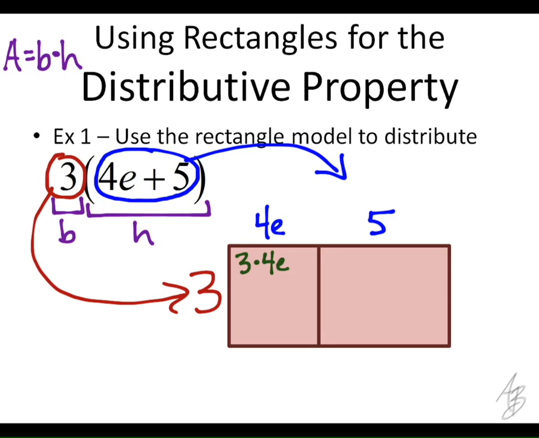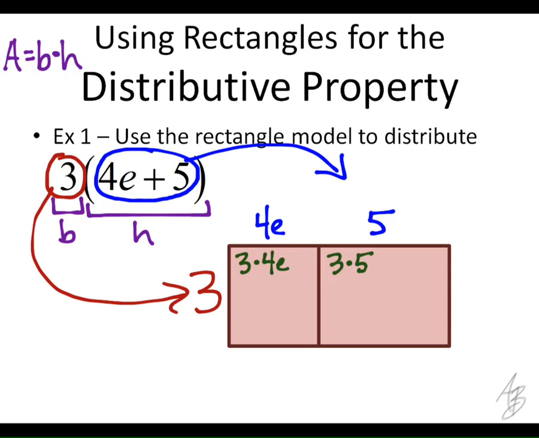Since we're using the distributive property here, we're going to be doing a lot of these. You don't have to write A equals every time anymore, okay? You don't have to write A equals to say that you're finding the area. We know that you're finding the area. So we're going to do 3 times 4e here, and we're going to do 3 times 5 here. You do need to show that work. Even though you don't have to write A equals, you still need to show that work.